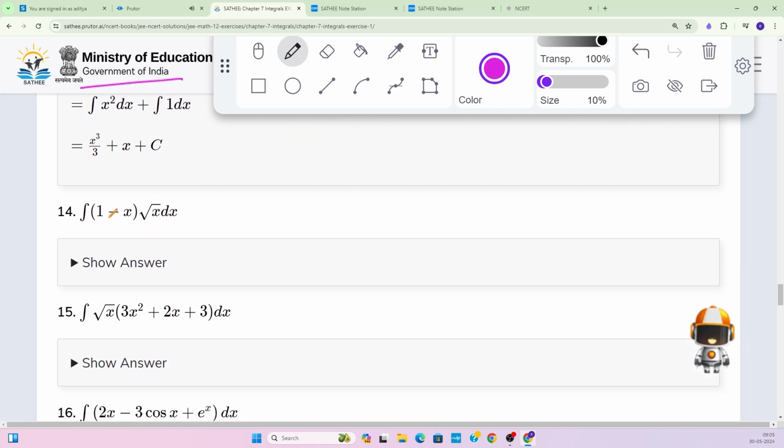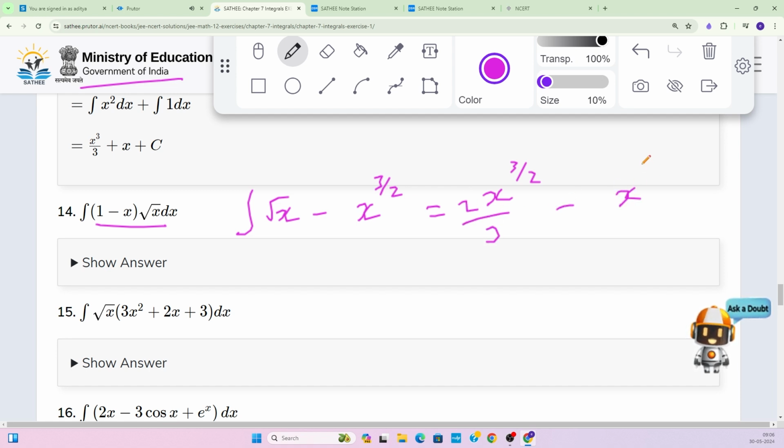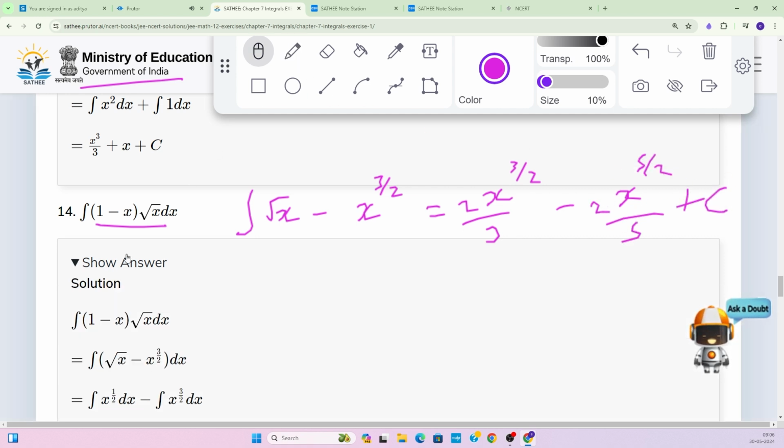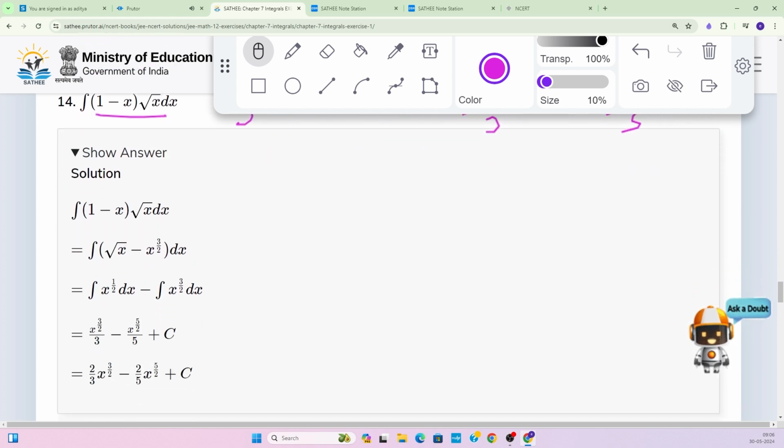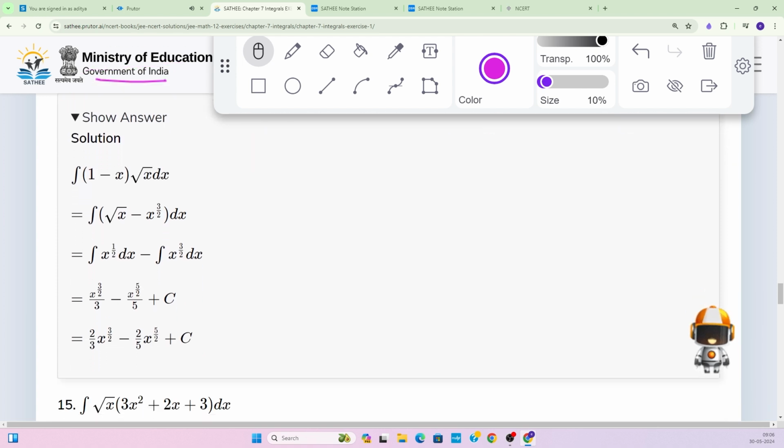Now simplify it. You will have what? Integration of root x minus x to the power 1 plus half. This means 3 by 2. Now use x power n, integration of x power n form. You will have what? So x power 3 by 2 for the first term, and for this it will be, after adding 1, you will have 5 by 2, or 2 by 5 here, plus some constant. Clear? The answer will be, as you can see, 2 by 3 x power 3 by 2 minus 2 by 5 x power 5 by 2 plus some constant. Okay, clear?